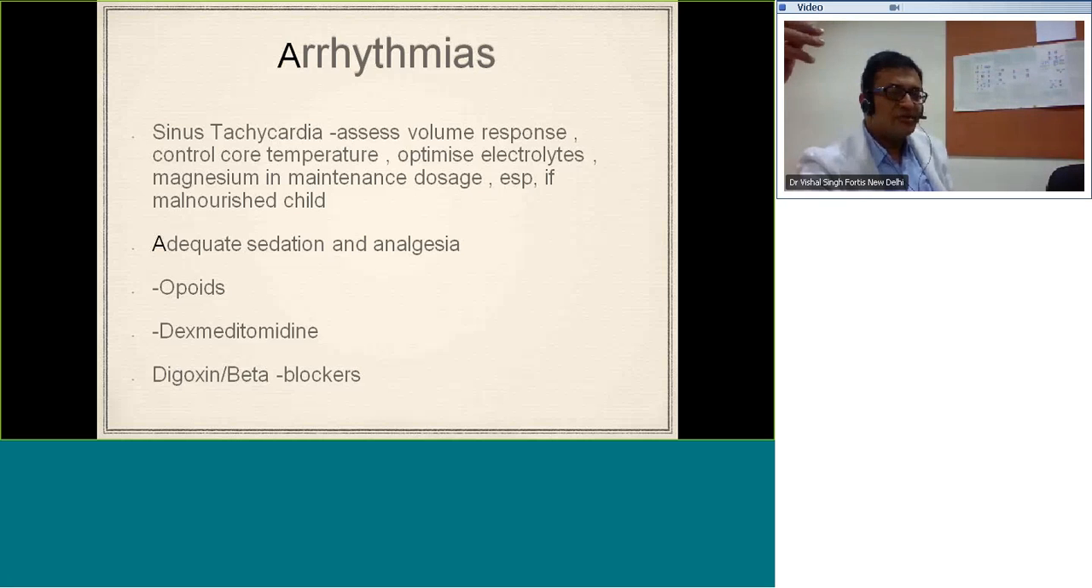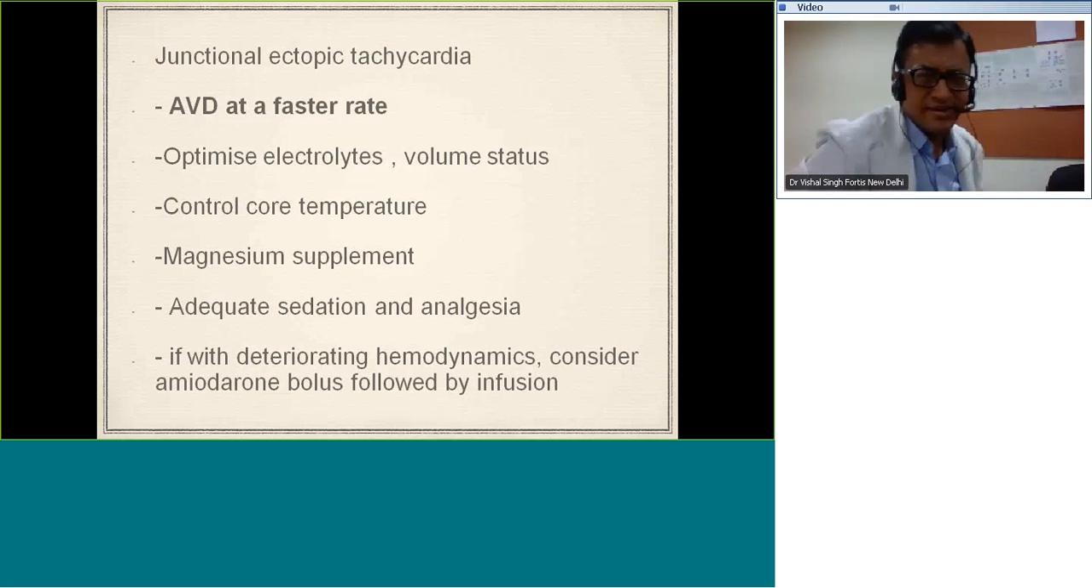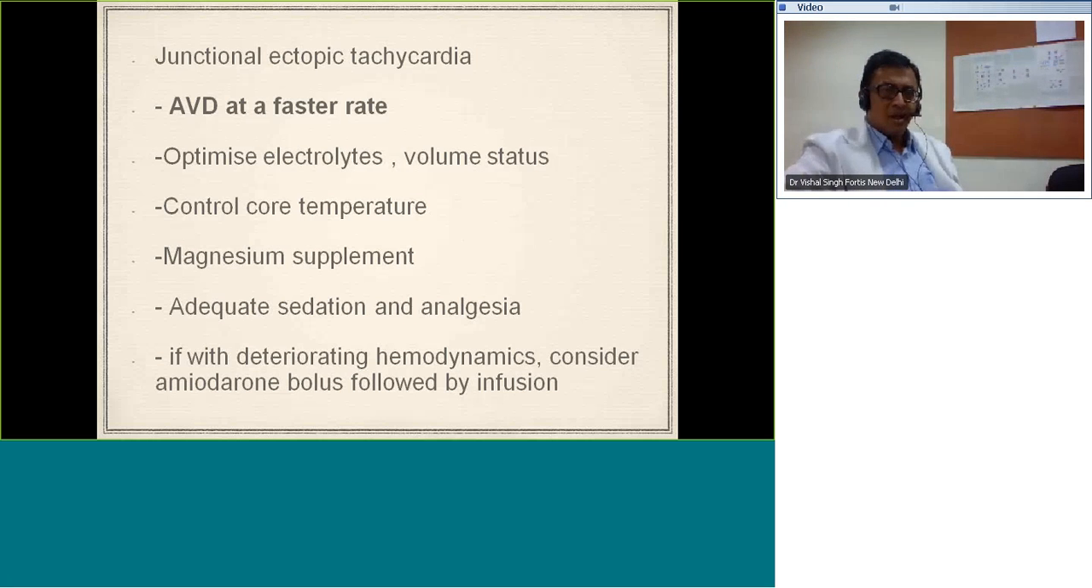In spite of the sedation and analgesia, if you still have tachycardia, you can think about digoxin and beta blockers, depending on your unit policy. Again, some people use digoxin, some people use beta blockers, but in areas where a significant RVOT gradient is there, beta blockers are better. Now, junctional ectopic tachycardia is the most common tachycardia or arrhythmia in a tetralogy situation.